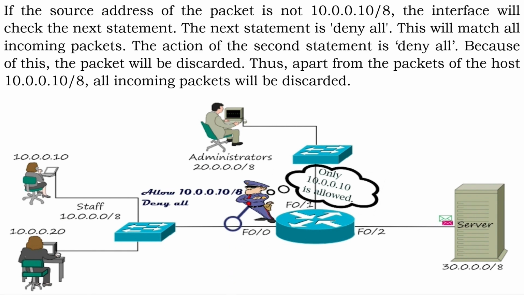If the source address of the packet is not 10.0.0.10/8, the interface will check the next statement. The next statement is deny all. This will match all incoming packets. The action of the second statement is deny all. Because of this, the packet will be discarded. Thus, apart from the packets of the host 10.0.0.10/8, all incoming packets will be discarded.